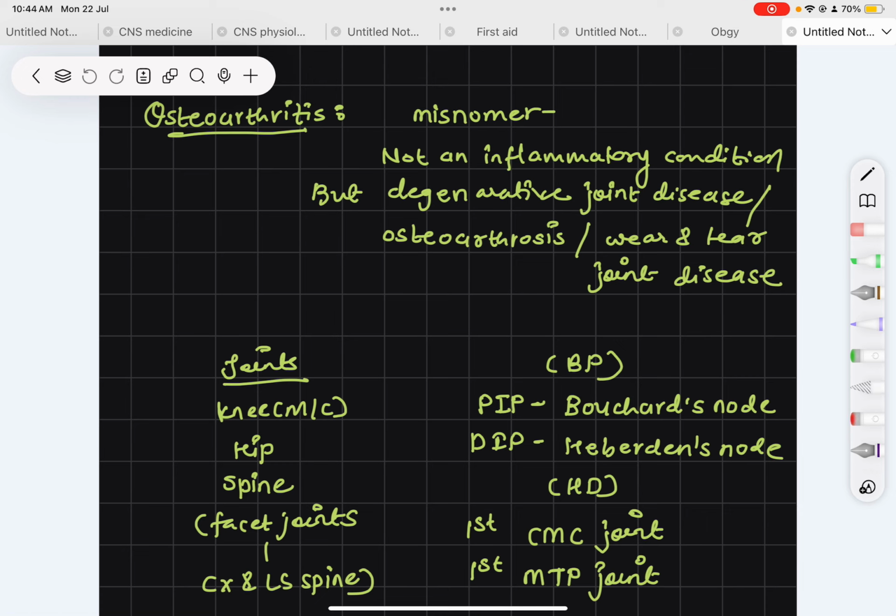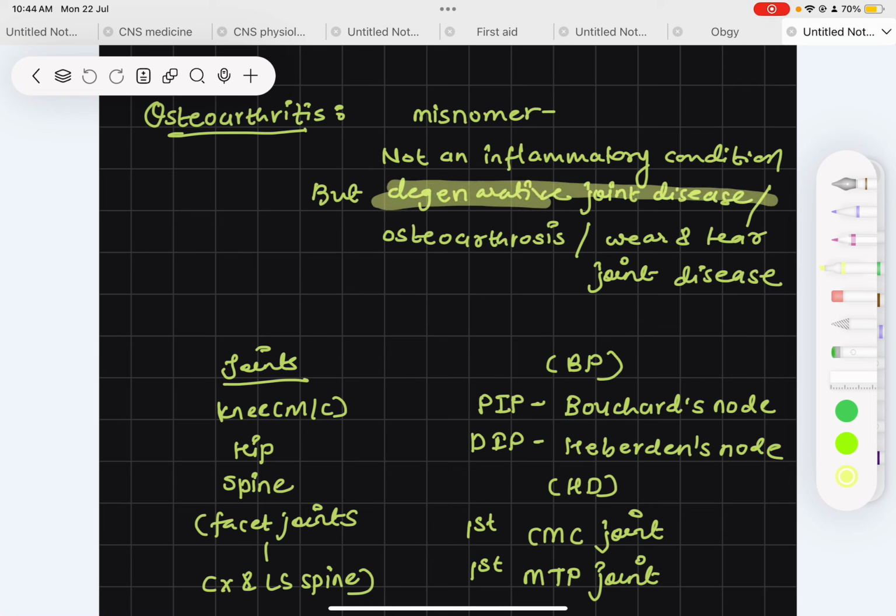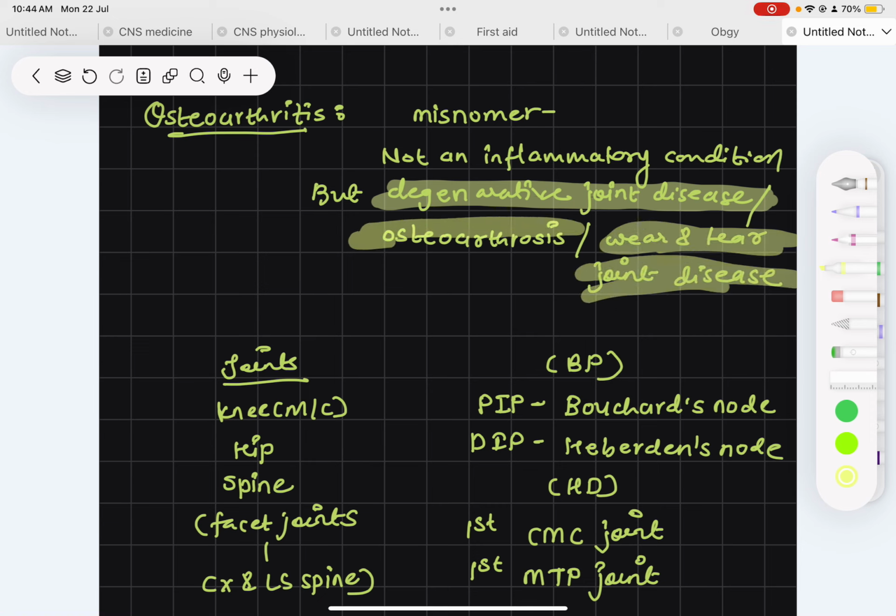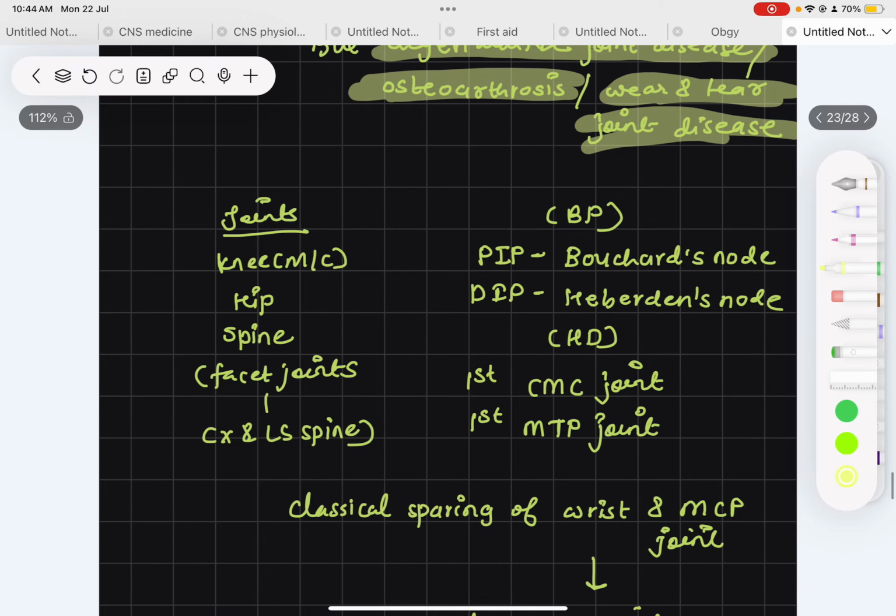And how is it actually happening, let's see. First, it is a degenerative joint disease, and that's why we can also call it wear and tear joint disease, also known as osteoarthrosis instead of arthritis, which indicates inflammation. Okay, so first we will learn about the common joints that are affected most.